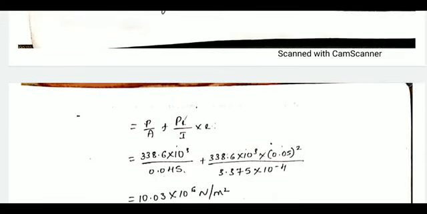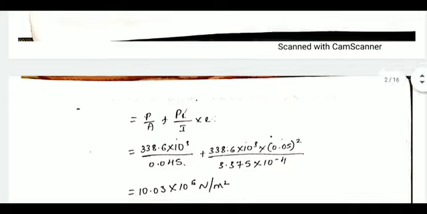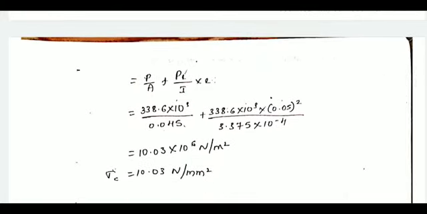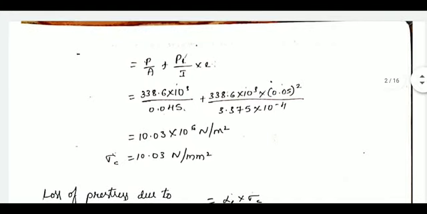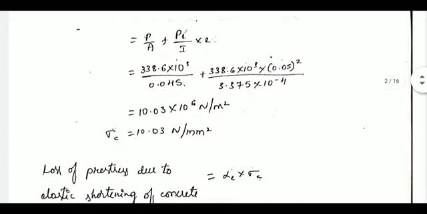That Y indicates it is not eccentricity, it is the distance of tendon to the centroid of the section. Remember this, Y is the distance of centroid to the tendons. Sometimes it may be E, but in different cases it may change. So in the next problem we can understand that clearly. So for this problem, Y is nothing but eccentricity only. So here we have calculated sigma C.